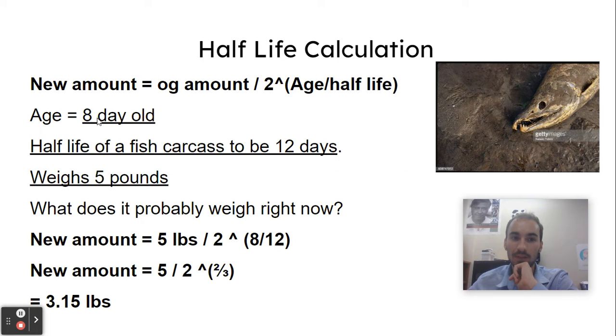Please pause it now. If you did it right, 5 pounds is the original weight. And then you divide it by 2 to the power of 8 days. That's how old it is, divided by the half-life, 12. And you're left with 3.15 pounds. So that's how much the fish weighs now after it's decayed.